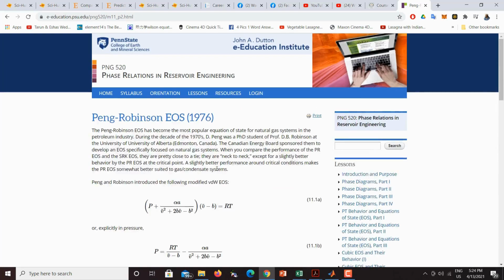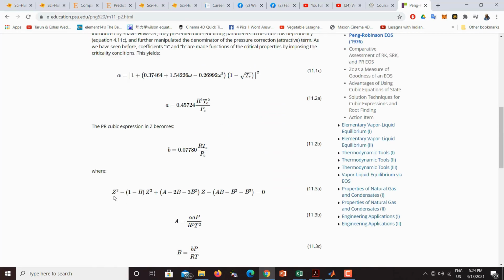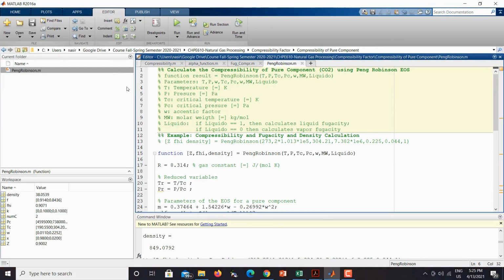So how can we use this equation to find the compressibility of a gas, for a pure component or for a gas mixture? This is what we are going to do in MATLAB. So let's open up MATLAB, and I will share these files with you later on. First, I will open up a file that is saved here.